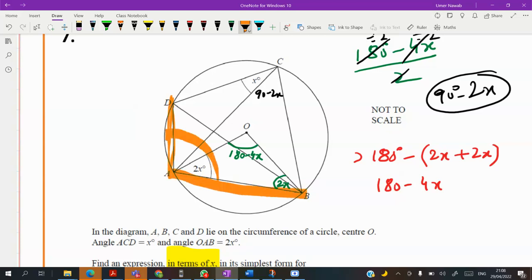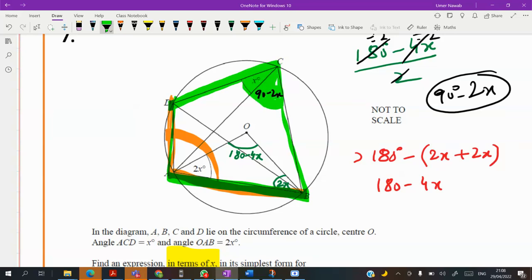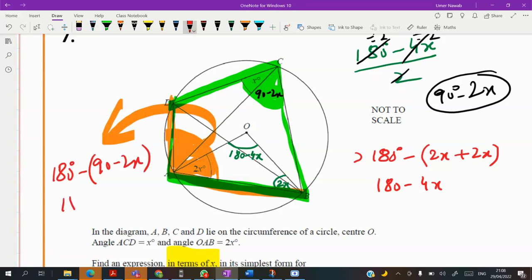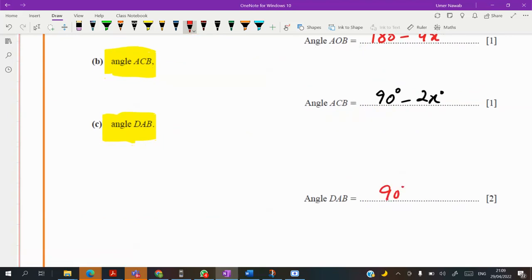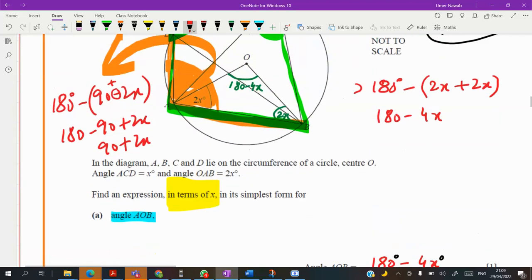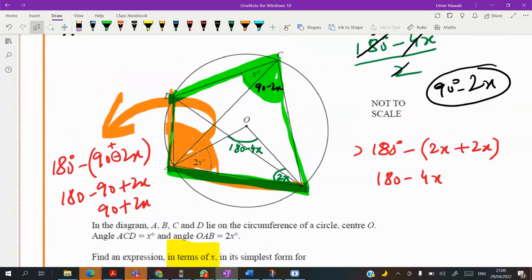This angle we want. Can we use the cyclic quadrilateral property, because this is cyclic? So we know this angle, we can easily find this angle. How can we find it? We will say 180 minus 90 minus 2x. Open the brackets, this minus changes to plus, so plus 2x, it comes to 90 plus 2x. So we found this answer.